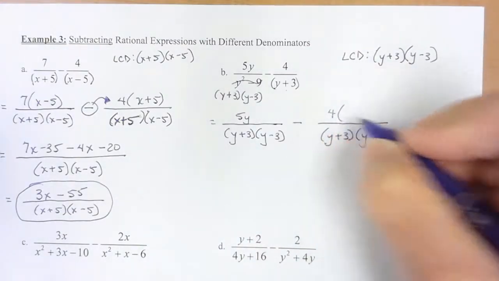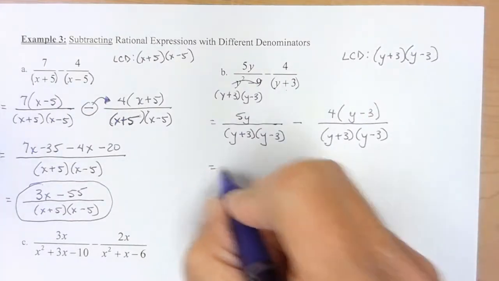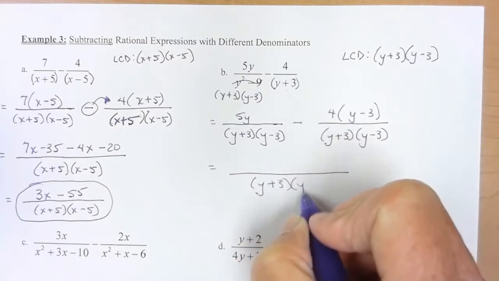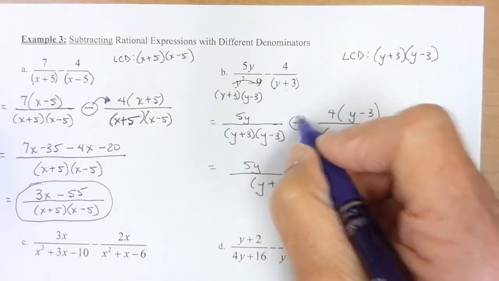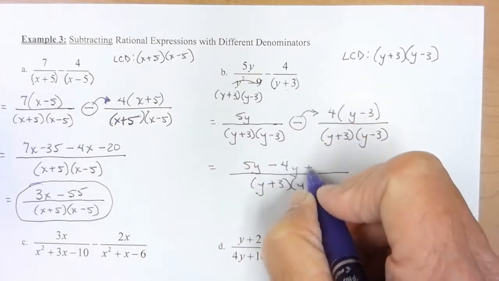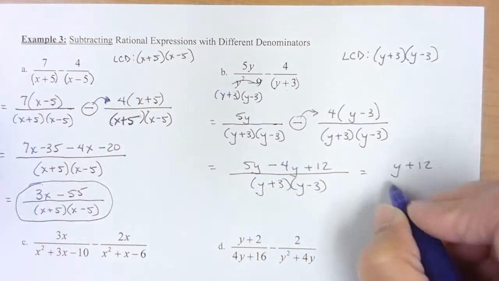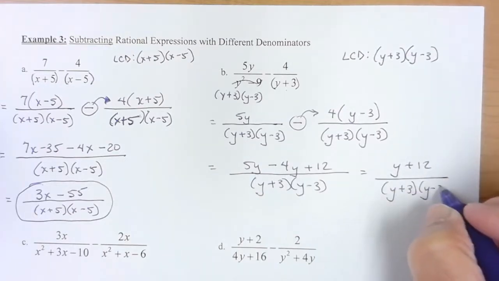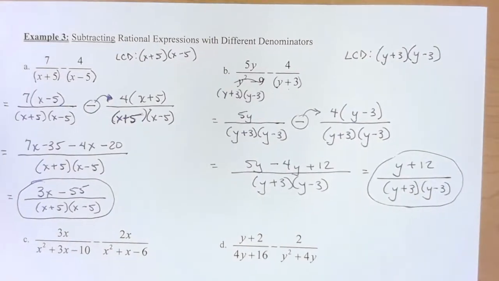In this one, the factor I need is y minus 3. So let me get a big fraction bar. Remember to take the negative through with the 4, so negative 4y plus 12. Combine like terms. And that would be my answer. Let's go down to the next one.